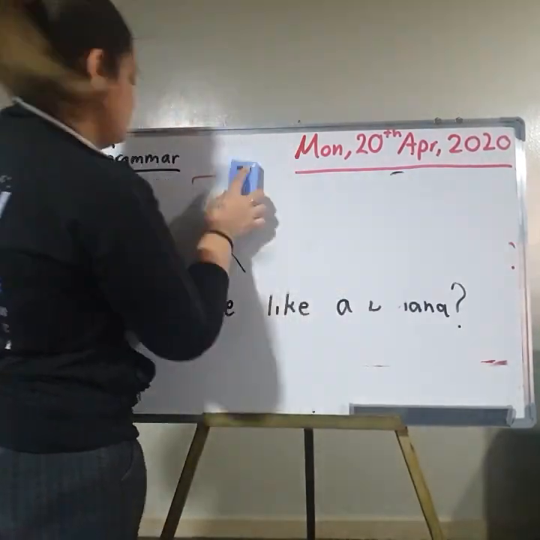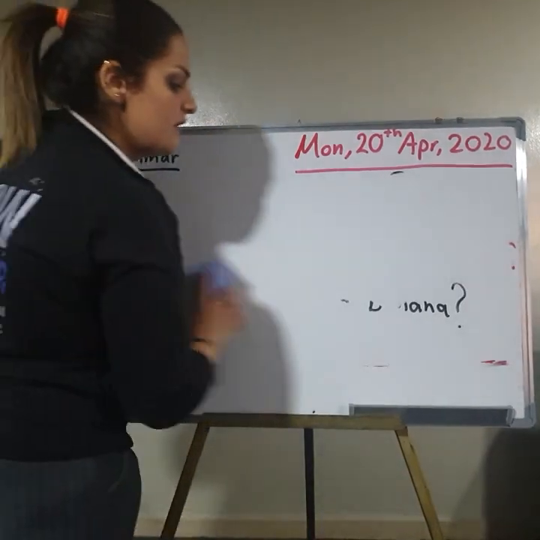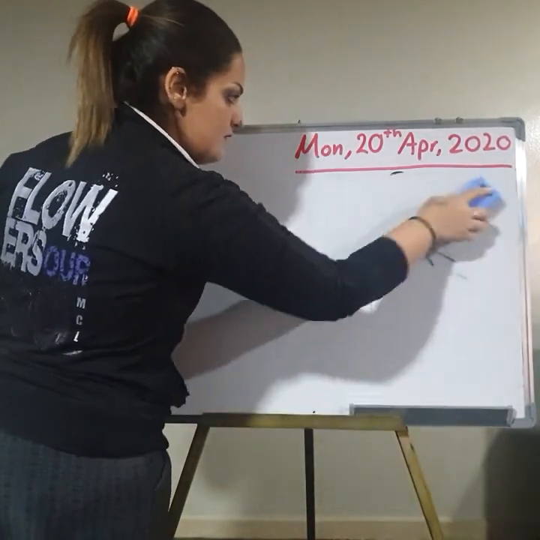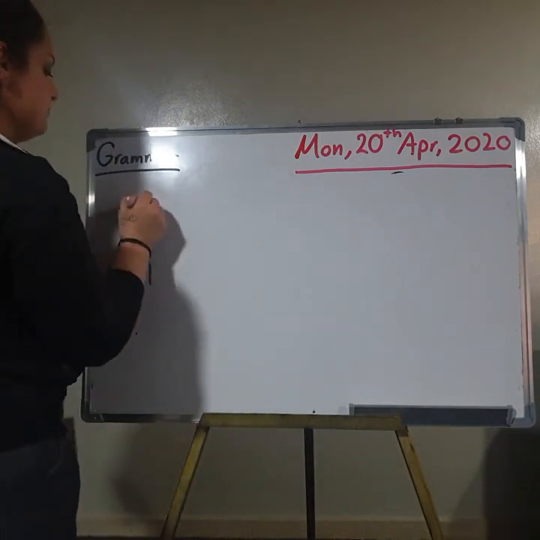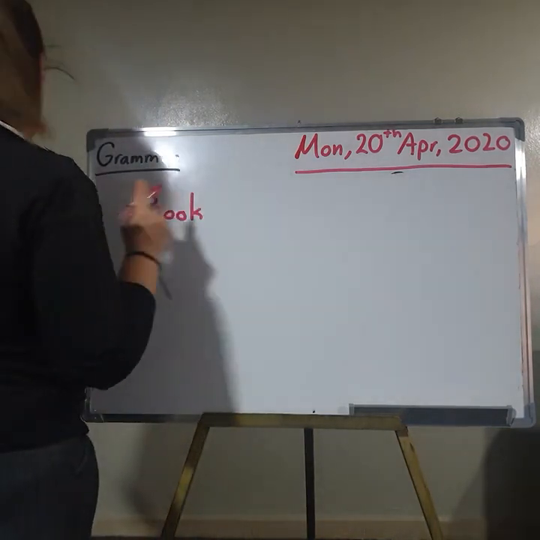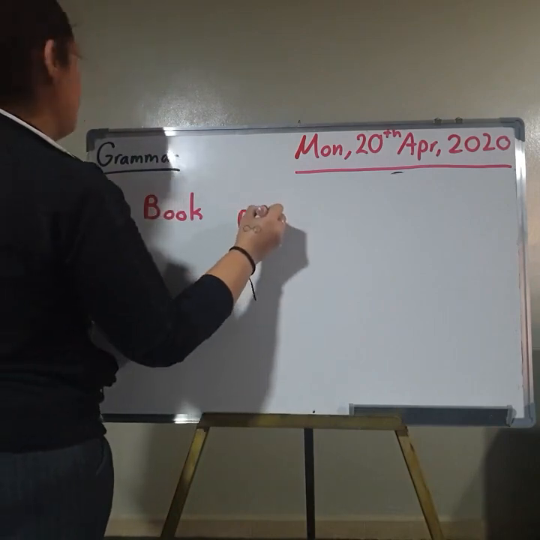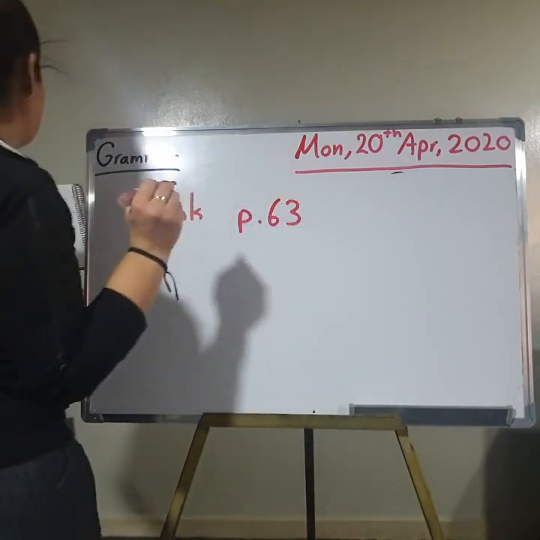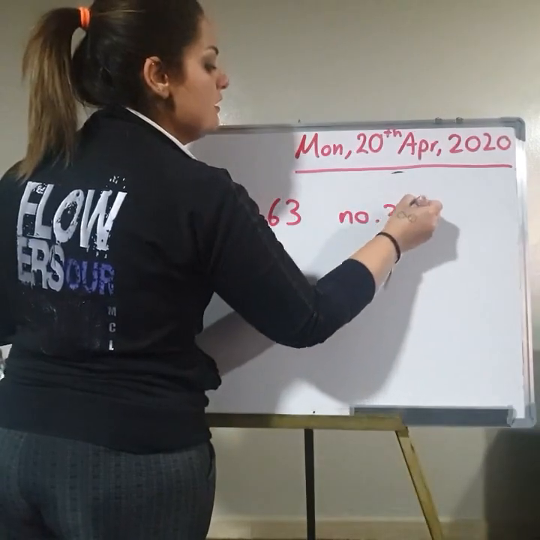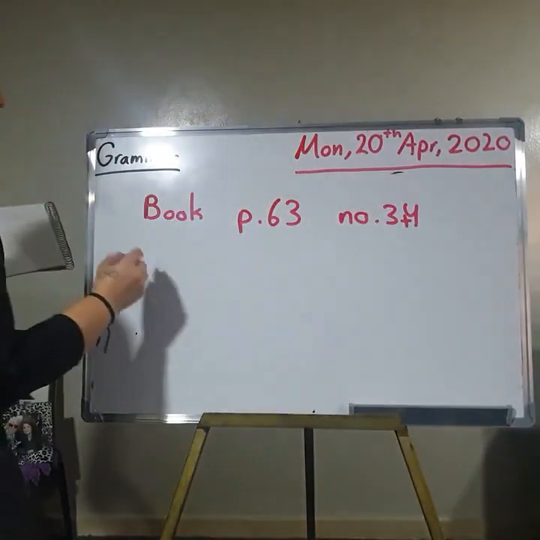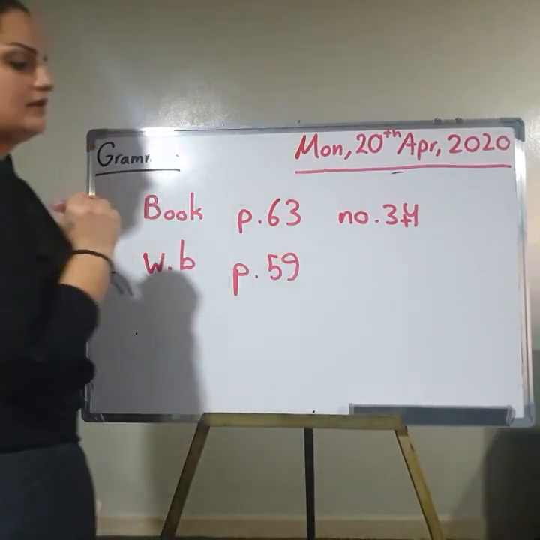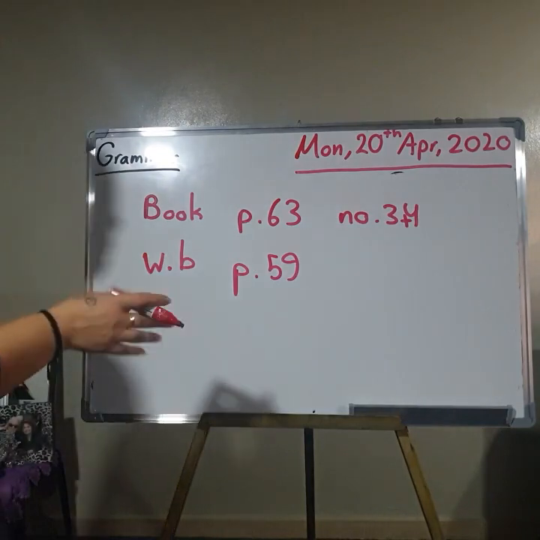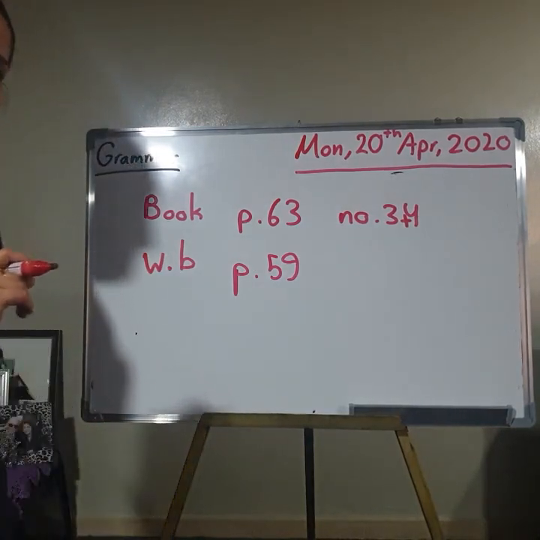Now, I will write for you the pages you have to do and the numbers that you have to do exercises for these ideas. I want you please to do in the book. In the book, you have to open on page 63 and do numbers 3 and 4. And in the workbook, you have to do page 59. Okay? And take the pictures and send them back to me to correct them. Okay? Thank you very much.